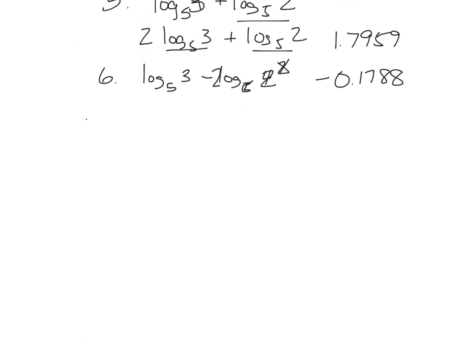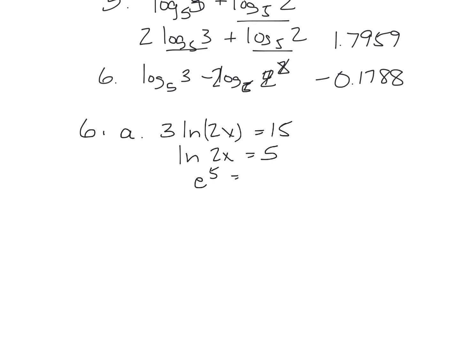Number 6, 6a, we have a logarithmic equation. We want to get that natural log of 2x by itself. So I'm going to add 5 to both sides. I'm then going to divide by 3. And then since I have this by itself, I'm going to change the form, so it'd be e to the 5th is equal to 2x. So taking e to the 5th, dividing by 2, you're going to get x to be about 74.2066.